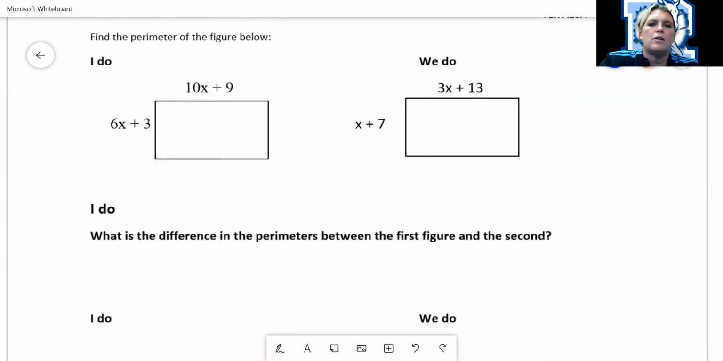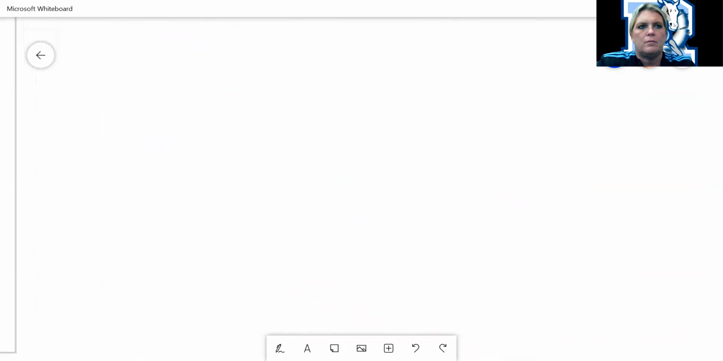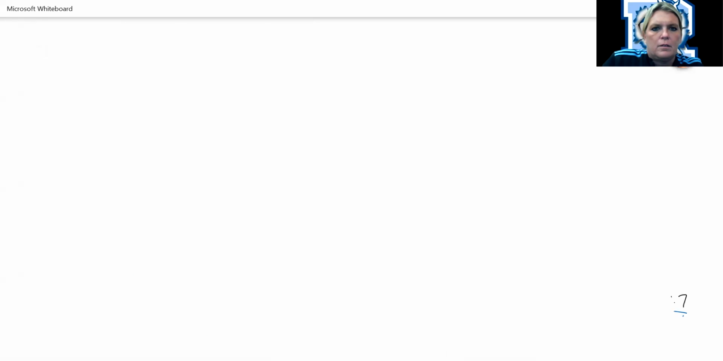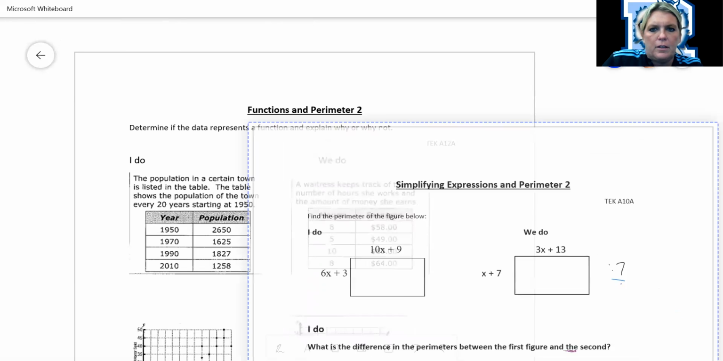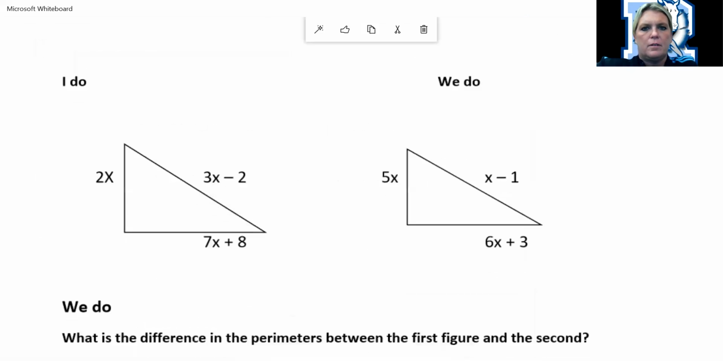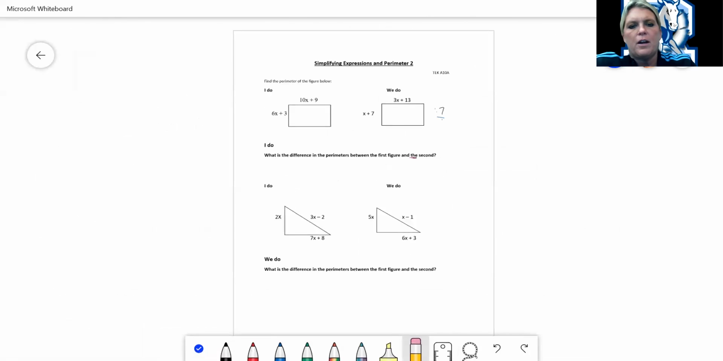So let's look here at the next one. Oh, let's see. It went crazy again. Let's see here, my screen. All right, let's see if I can get this up here. All right. Here we go. Now, let's go through and find the perimeter. If it'll stay steady for me.